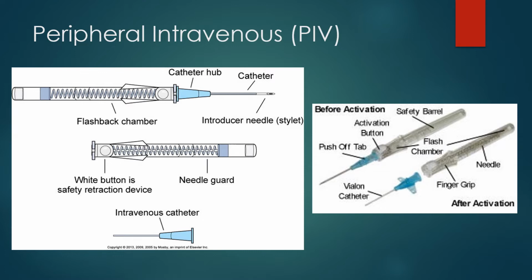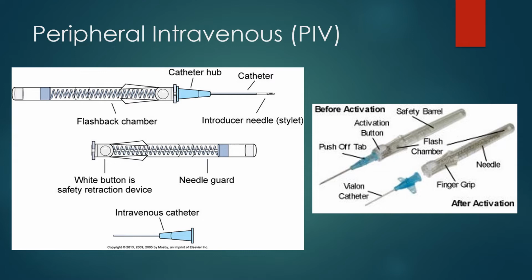The other part of this IV that I want you to take note of is the flashback chamber. Once you place your IV, you insert it properly into your patient's vein, you will see a flash of blood in that flashback chamber, due to the negative pressure in the chamber. This is when you know you have placed it correctly. You get blood return into that chamber, then you can activate that safety device.